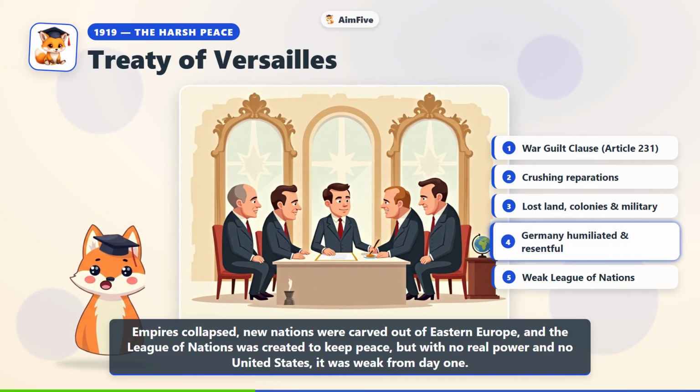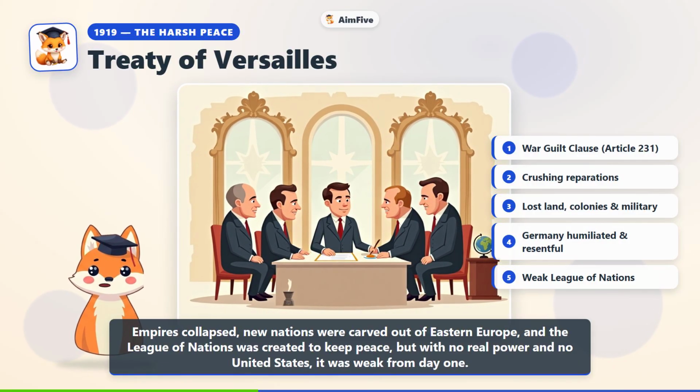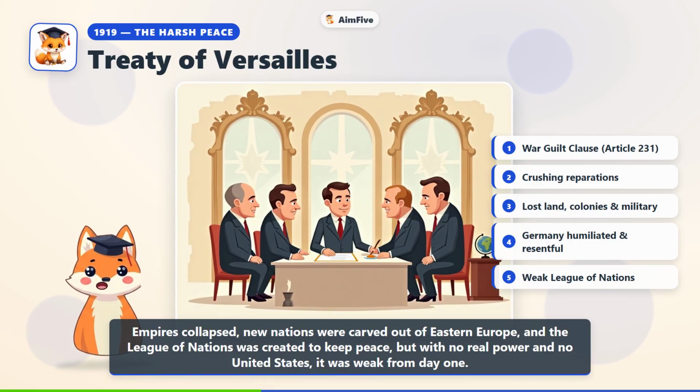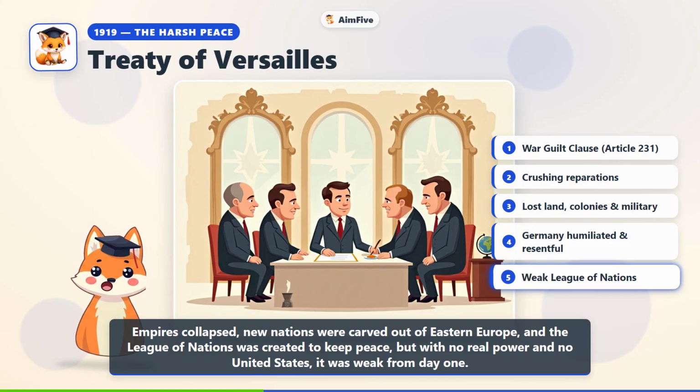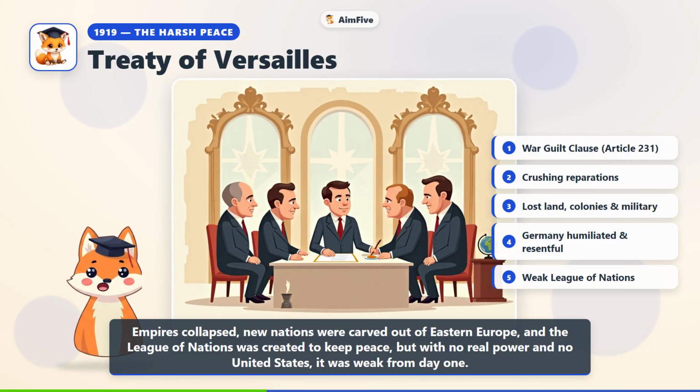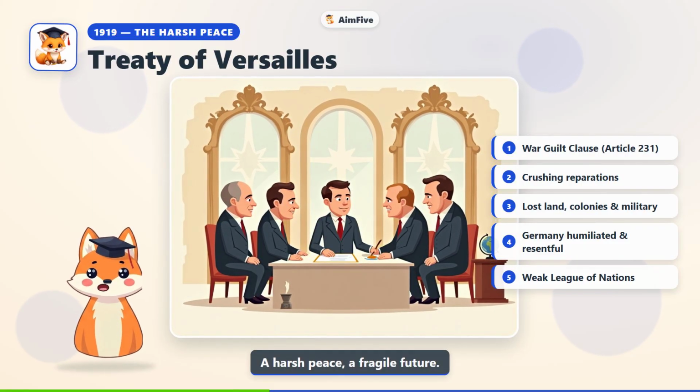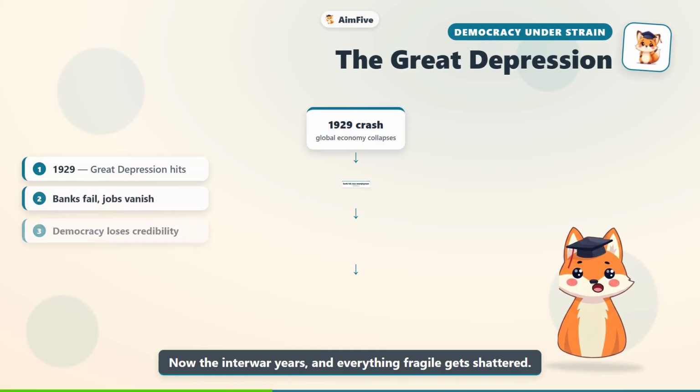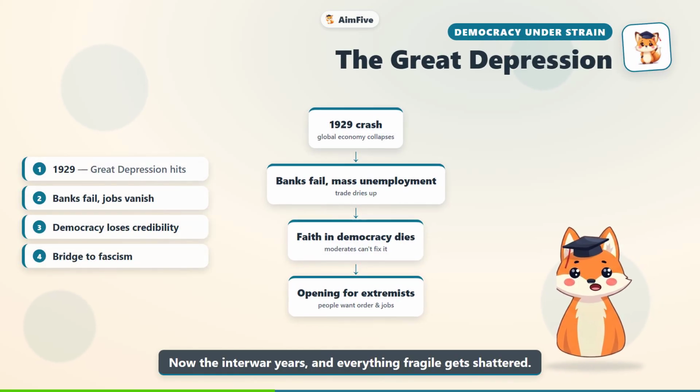Empires collapsed, new nations were carved out of Eastern Europe, and the League of Nations was created to keep peace, but with no real power and no United States, it was weak from day one. A harsh peace, a fragile future. Now the interwar years, and everything fragile gets shattered.